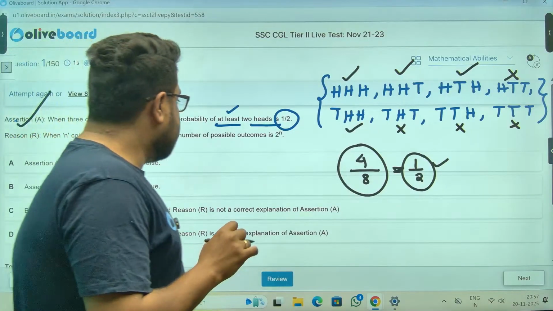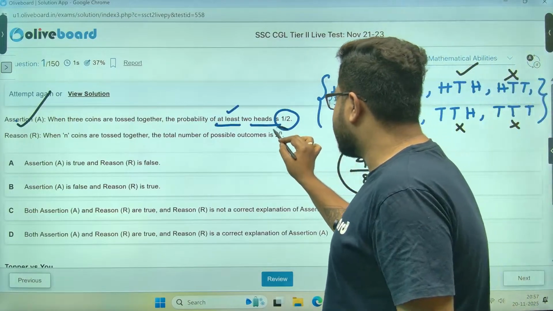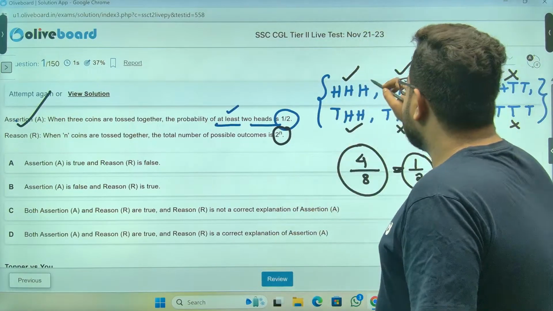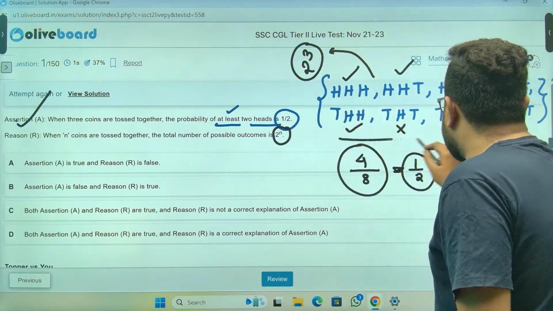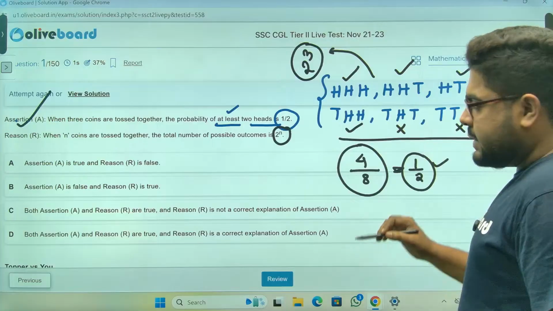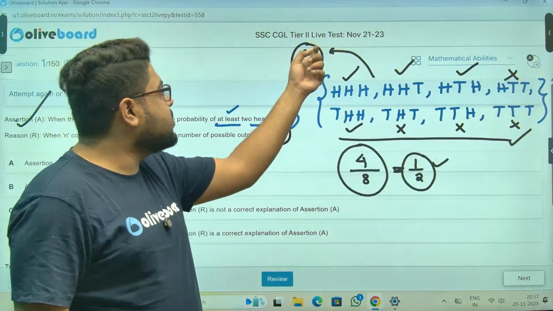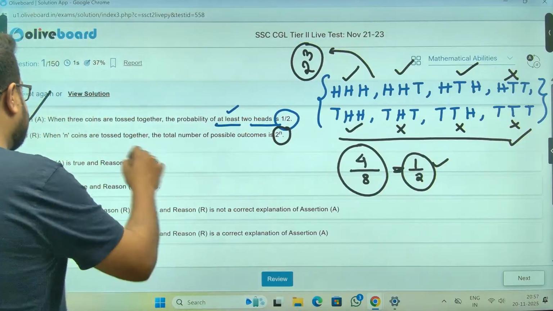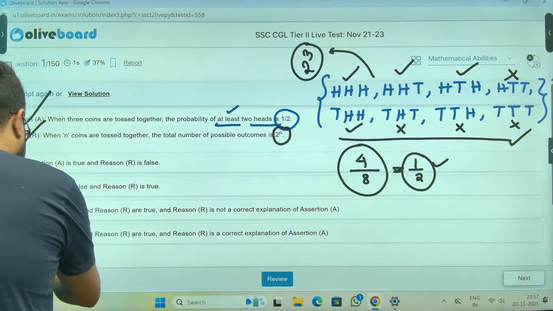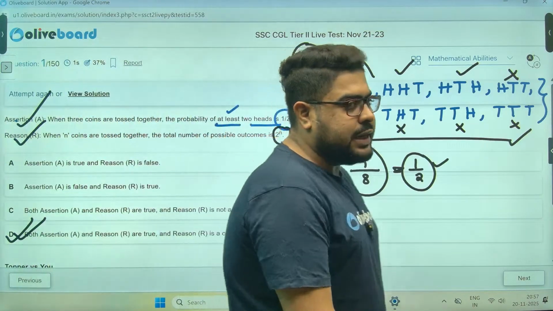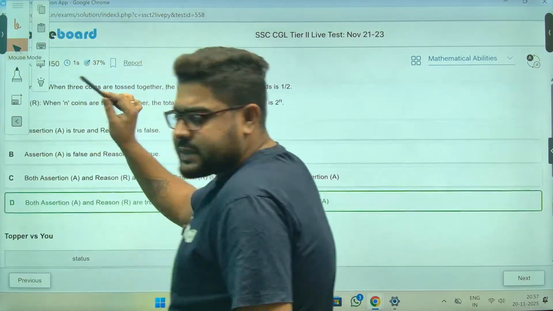Reason: when n coins are tossed together, the total number of outcomes is 2 to the power n. Yes. When 3 coins are tossed together, the total is 2 cube, hence I have written only 8 outcomes. The number of elements in the sample space comes from using this concept. So this is definitely the reason as well, and both are true, with the correct explanation. Option D will 100% be your correct answer. I hope this is clear, everyone.